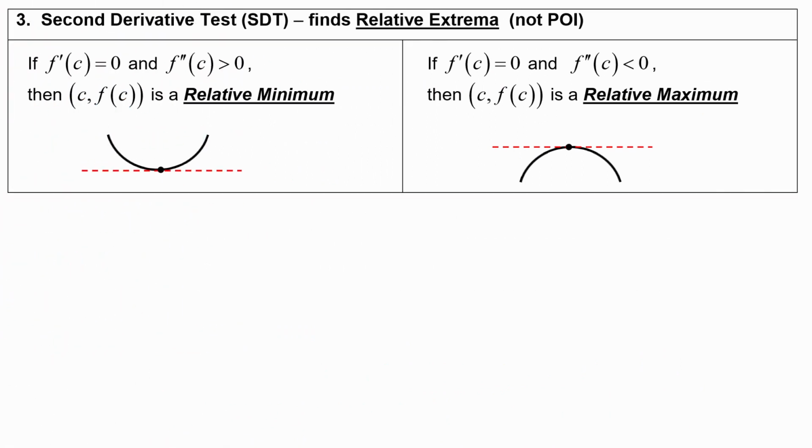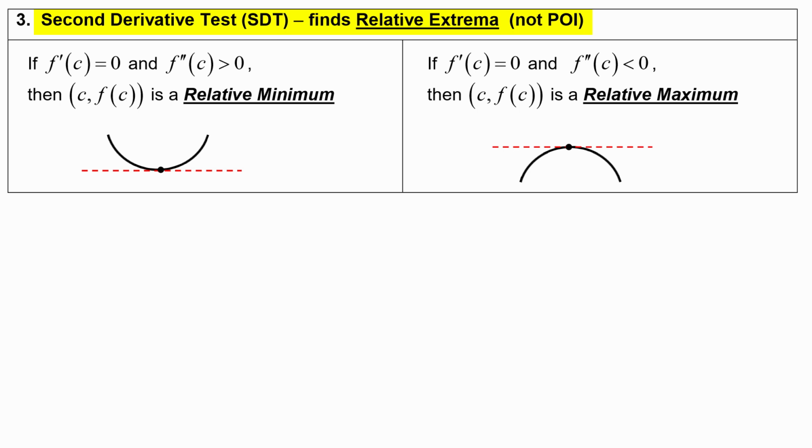Next up, we will learn about the second derivative test, which finds relative extrema, not points of inflection. So even though it's called the second derivative test and uses the second derivative, it's not finding points of inflection. So it's not like the sign line graph for f double prime. This test actually uses both derivatives to find relative extrema.